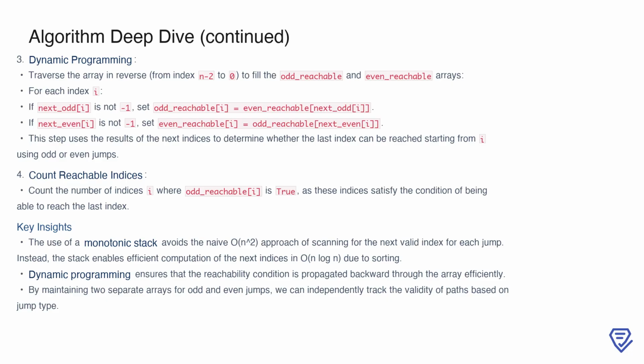This way, we propagate the reachability status backward through the array using the pre-computed next indices. After completing the traversal, we count how many indices in the odd_reachable array are marked as true, since these are the starting indices that can successfully reach the last index. This systematic approach ensures we evaluate the problem efficiently without redundant calculations.